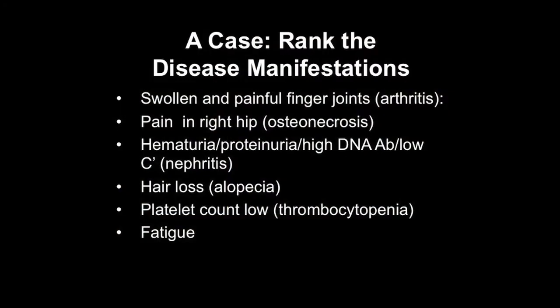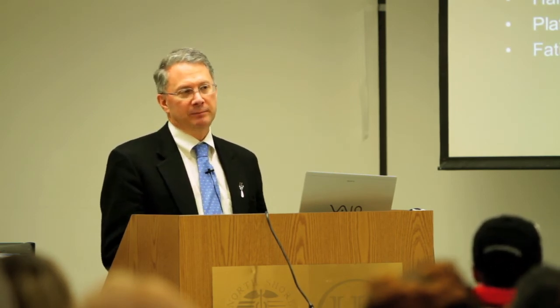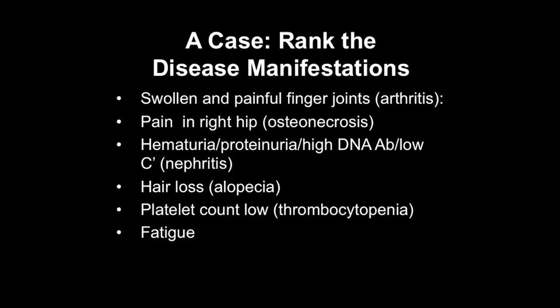She has pain in the right hip, but to make a long story short, the right hip pain is from osteonecrosis. So she had been on steroids a while back, high doses of steroids, and she developed pain, which on x-ray showed osteonecrosis. Laboratory tests are done on this patient, and she has hematuria, which is red cells in the urine. She didn't know. She has proteinuria, meaning protein in the urine. She has high anti-DNA antibodies and low complement.